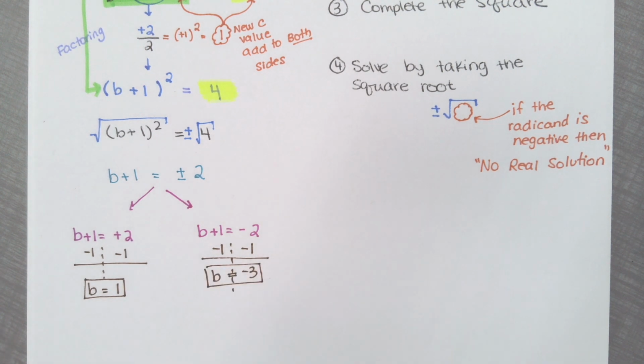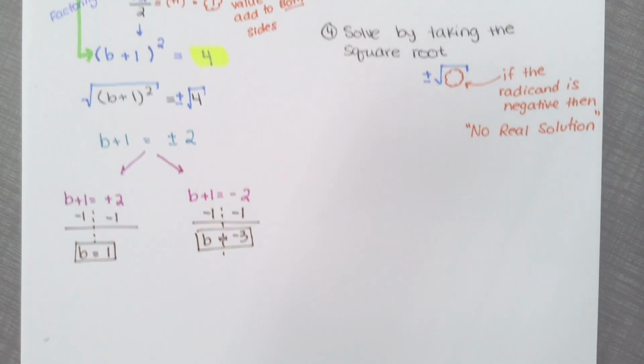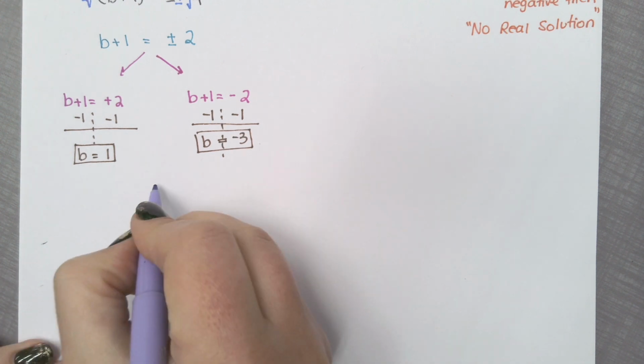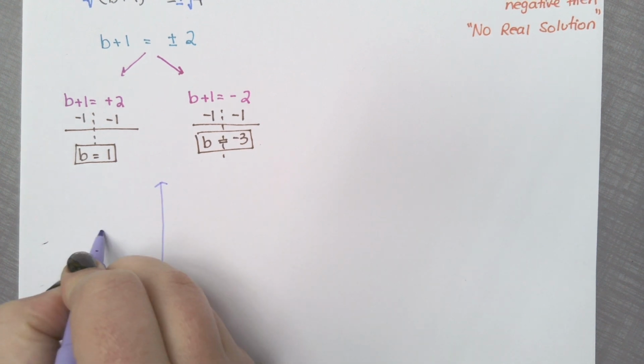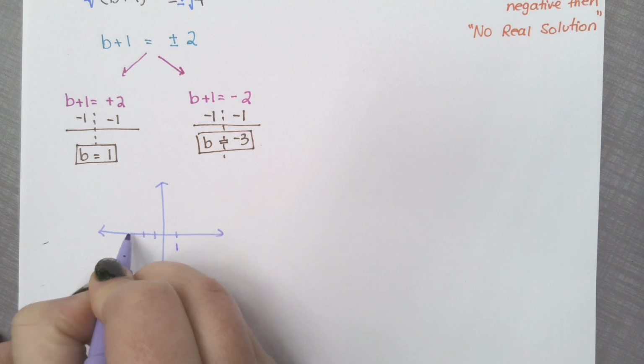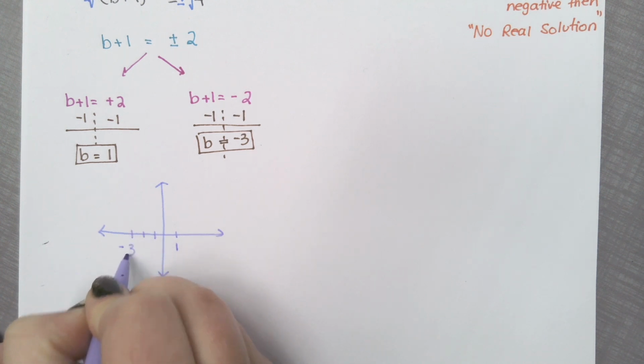And again, what does that mean? Now you don't have to show me this in your notes or on the test. You absolutely don't have to unless it's asking you to graph. This is what it means. That means that you will have an x-intercept at 1 and you will have an x-intercept at 3.